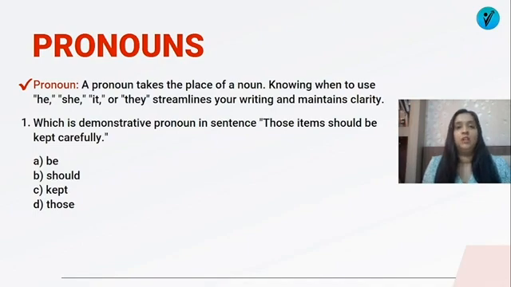Now, as the word says, as the type says, demonstrative, it means something which shows what exactly it is, demonstrates. So those items should be kept carefully. Now we have four options here: be, should, kept, and those. There is only one pronoun over here, which is those. It points directly towards the items. It shows, demonstrates those items, which is why we will pick option D as the answer.